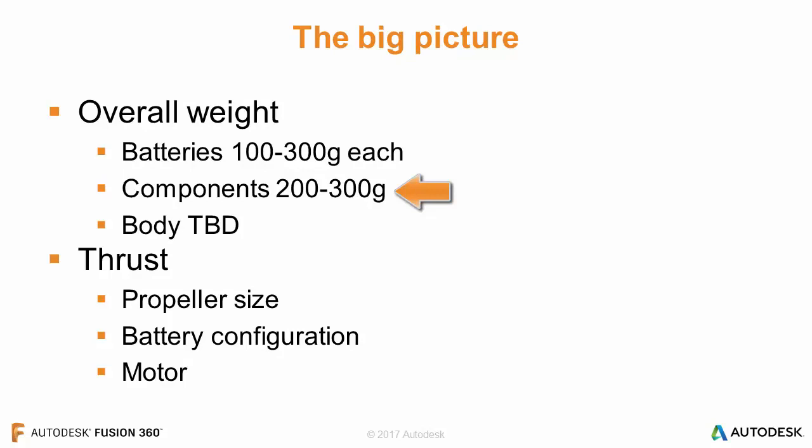The reason I gave a range there is because we can mix and match parts, we can change things out and have a big effect on that weight. Now we're going to be shooting for the 300 gram range, but again, there's a range there because you can use different cameras. You can remove the tilt servo and have a fixed camera. We can maybe change out our power distribution board. Different things like this can have an effect on them. And lastly, we have the body, which is to be determined.